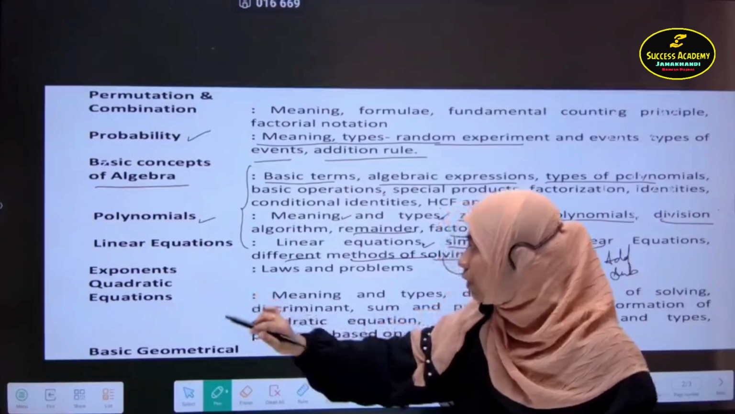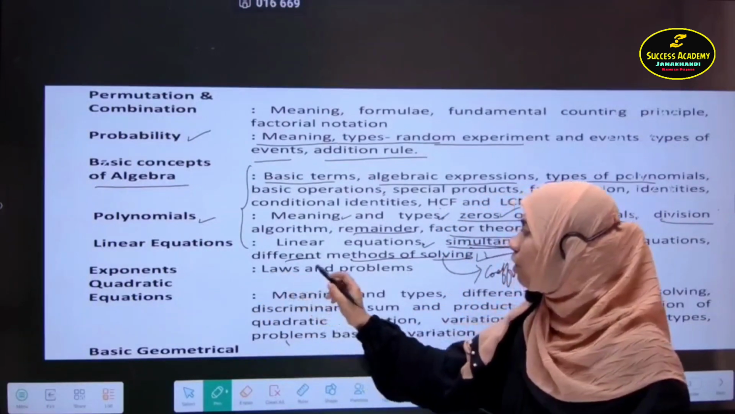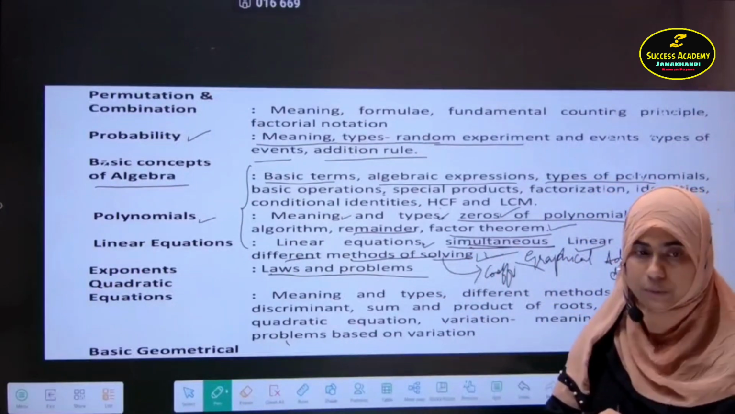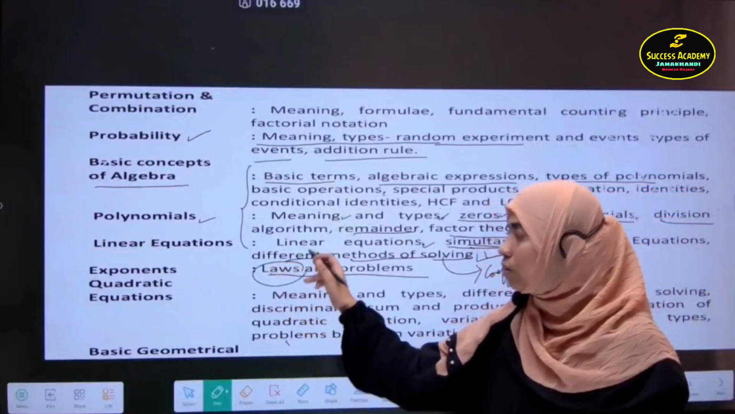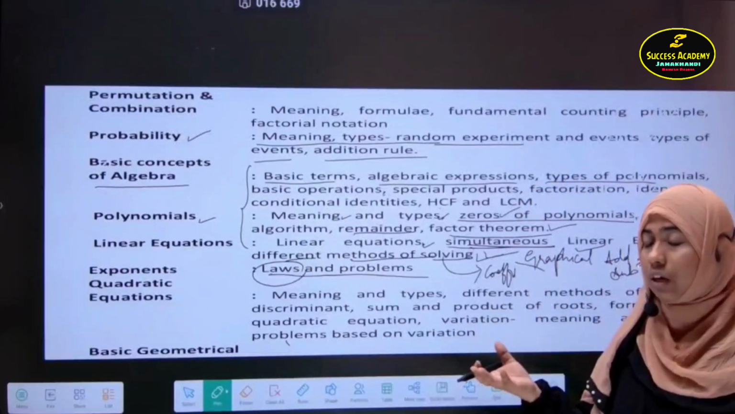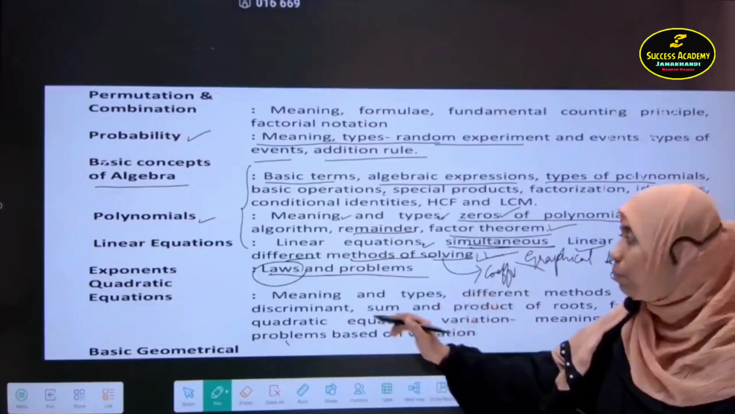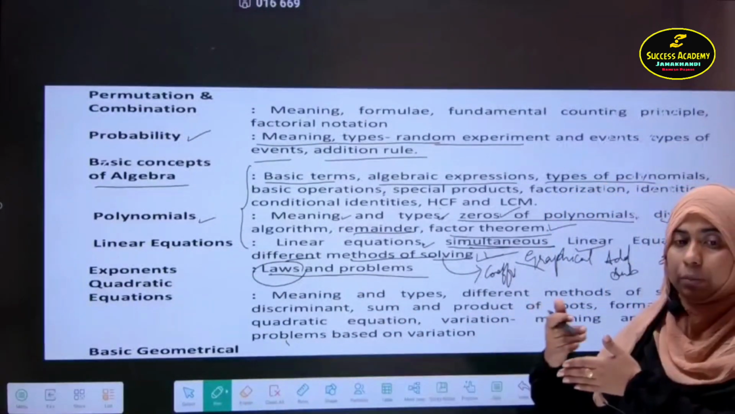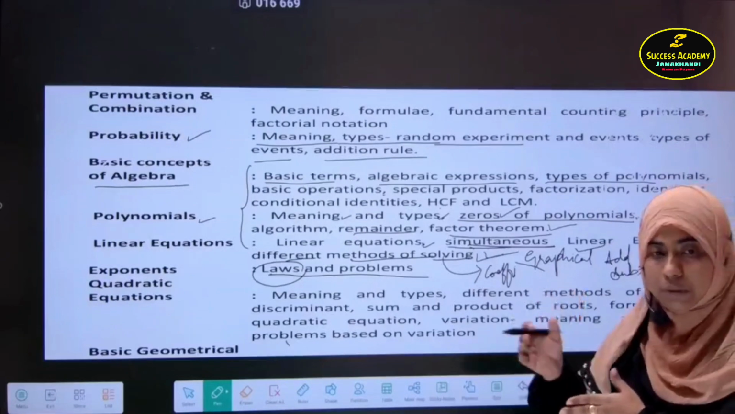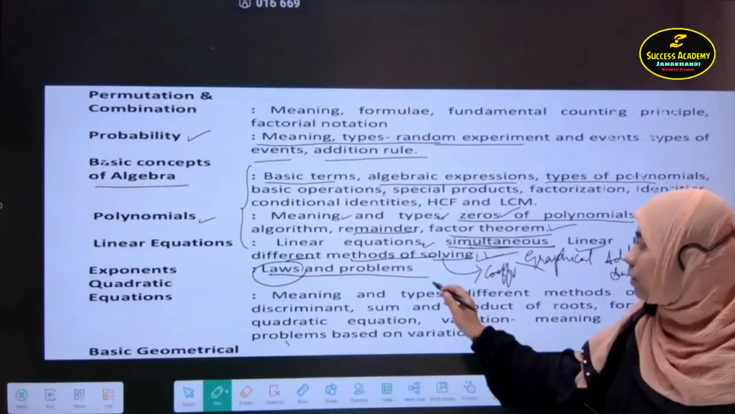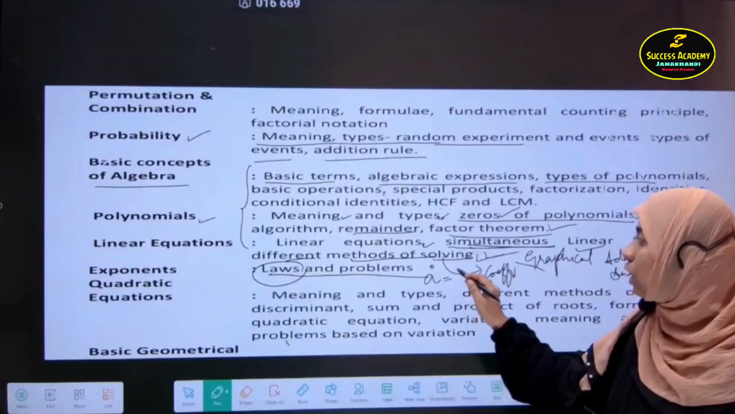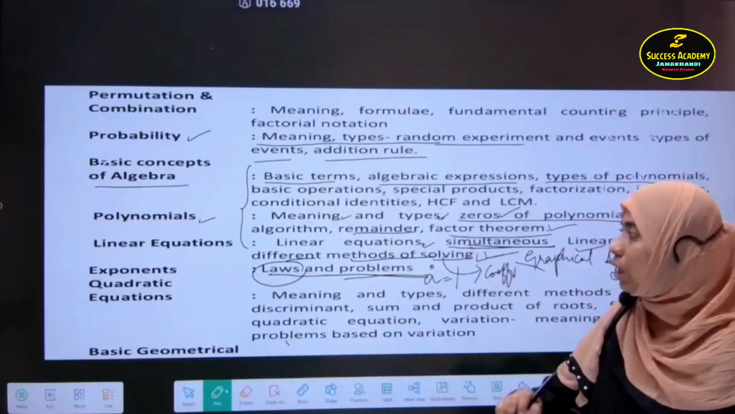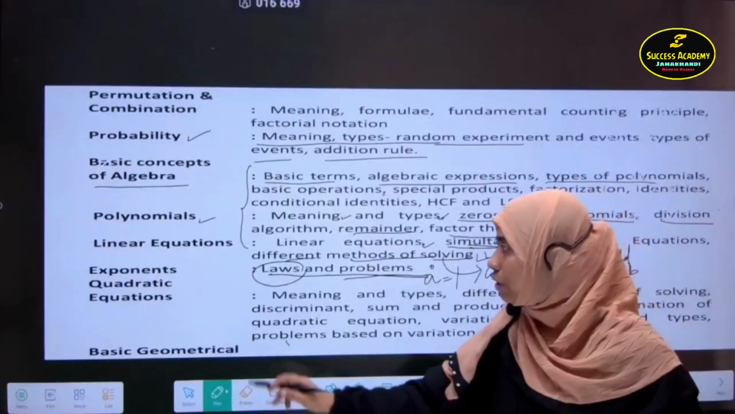Next, exponents. In exponents, very interesting topic. One of the interesting topics, we can see laws and problems of exponents. There are few laws: when the bases are the same and in between there is a product sign, powers can be added. If the bases are the same and in between there is a quotient sign, powers can be subtracted. So like this, if anything is the base but the power is 0, then it is 1. We are having few laws. Okay, next, problems based on exponents, laws of exponents.